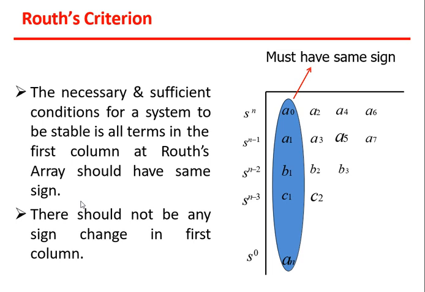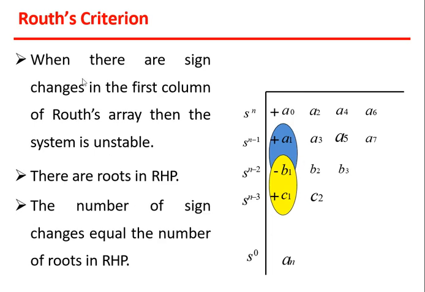Let's explore more about this. See, when there are sign changes in the first column of Routh's array, then the system is unstable. Now here, this A0 is positive, this A1 is positive again. Up to this it is okay. We are not interested in positive or negative, we are just interested in sign changes.